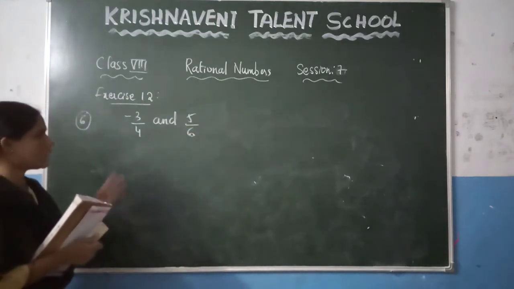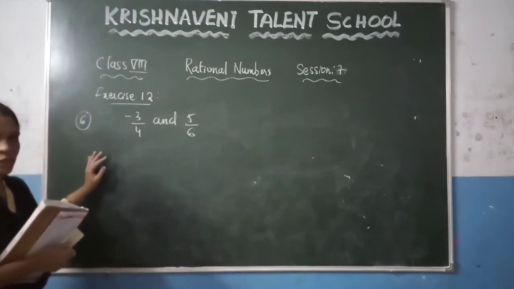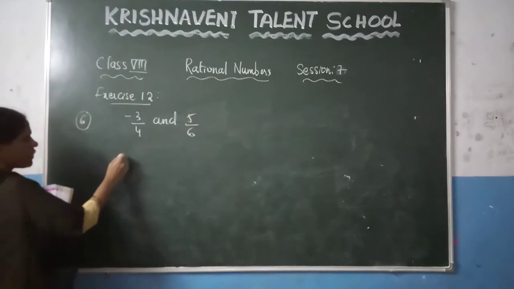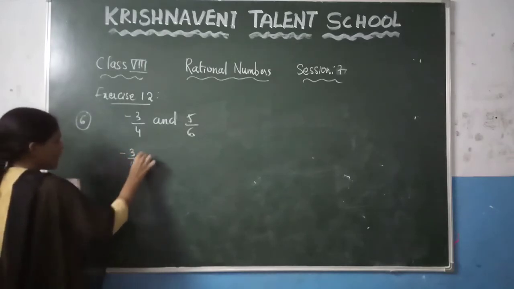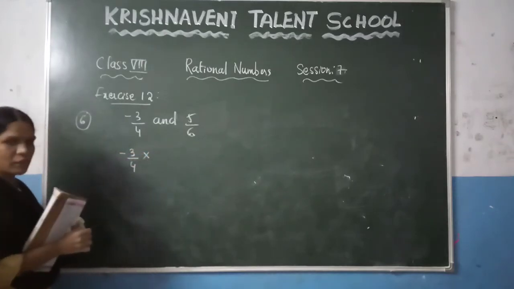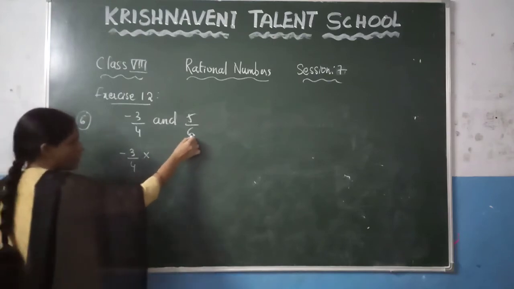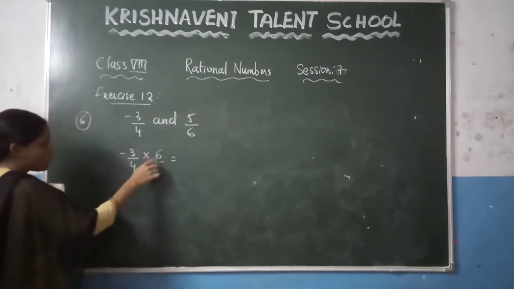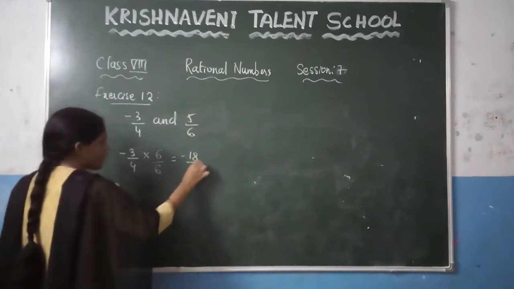If you want to write 10 rational numbers, what is the first step? You need to make the denominators equal. So consider the first fraction, minus 3 by 4. Which number do you need to multiply and divide by? The denominator of the other fraction, here 6. So multiply by 6 and divide by 6. What is the value of 3 into 6? It is 18. And 4 into 6 is 24.